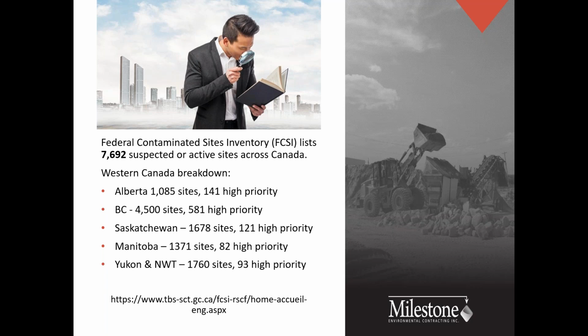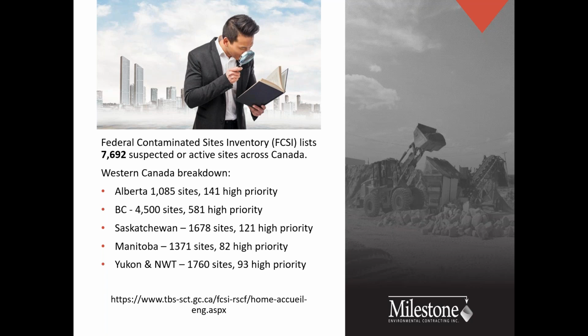Still, many of the identified sites are in desirable locations, and the scale can help us understand the magnitude of the opportunity across Canada. The Federal Contaminated Site Inventory can be found on the Canadian Treasury Board website, and it allows you to filter information by a host of categories. Across Canada, there are an estimated 7,692 active and suspected sites, and these sites are all in various stages of the remediation process. For our discussion, we've broken it down for Western Canada.